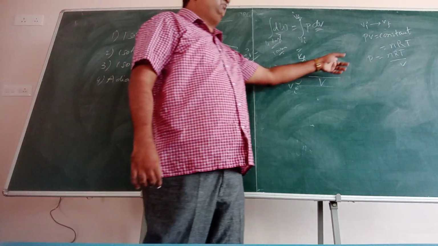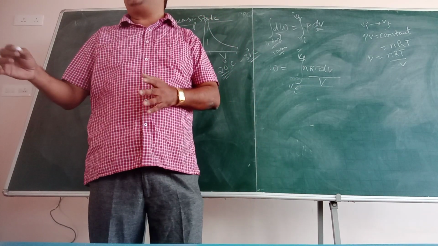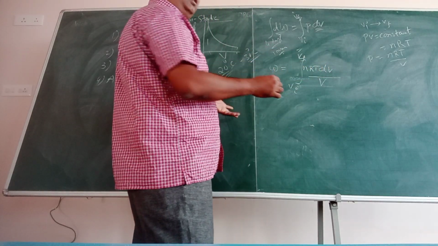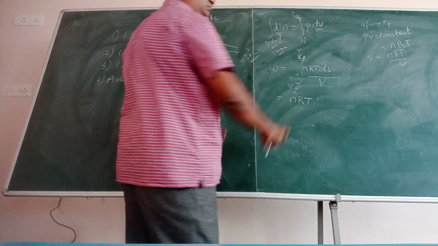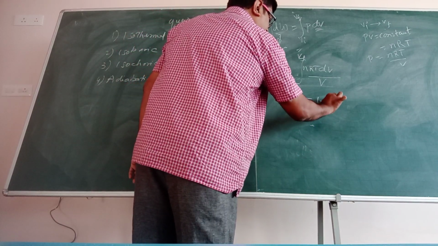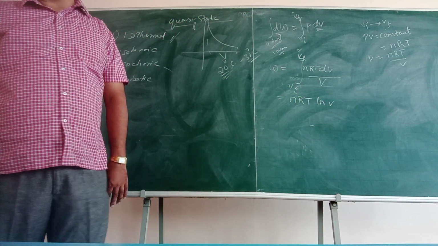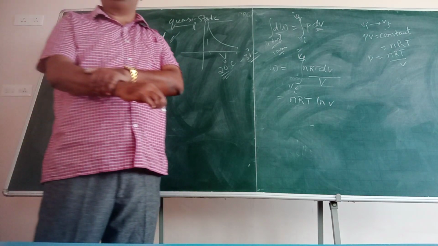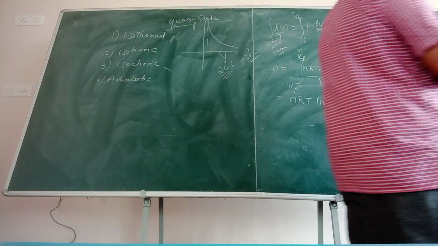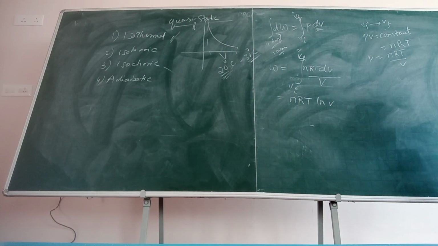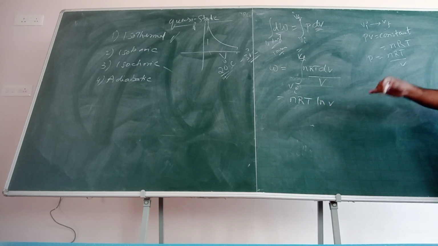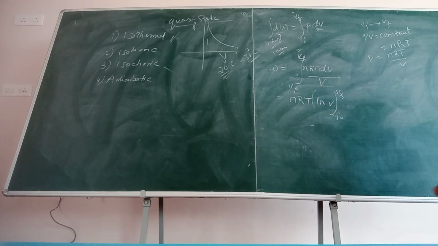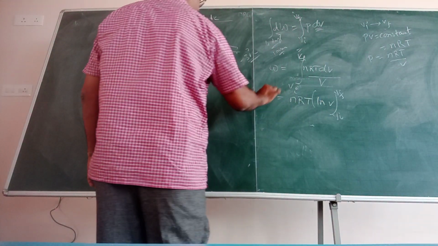So integration of 1 by x dx is log x, but with base e. So nRT is a constant, I will bring this out. So this is ln V. ln means logarithm with base e. What is base e? e is equal to 2.71. I hope you know that. Logarithm with base 10 is there, logarithm with base e is there. So for this, the base is e. You have to put the boundary condition Vi to Vf. So this becomes your formula.